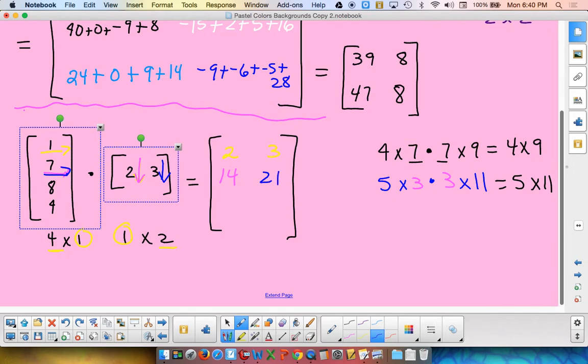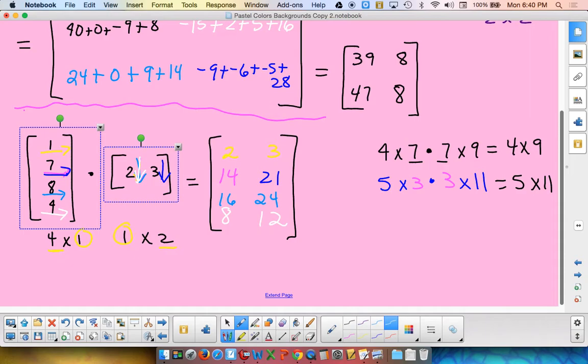And I keep going. If I take the 8 times the first column of 2, I'm going to get 16. 8 times the second column of 3, I'm going to get 24. And then last but not least, if I take 4 times the 2 going down, I'm going to have 8. Then I take the 4 times the 3 and I get 12. And there is indeed my 4 by 2 answer.